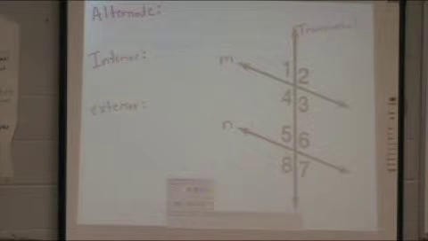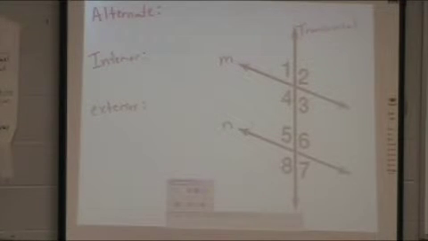Alright, now we're going to continue the lesson, and we're going to learn the definitions of the words alternate, interior, and exterior. Now this line that intersects the two parallel lines was called the transversal. Two points are alternate if they're on opposite sides of the transversal.